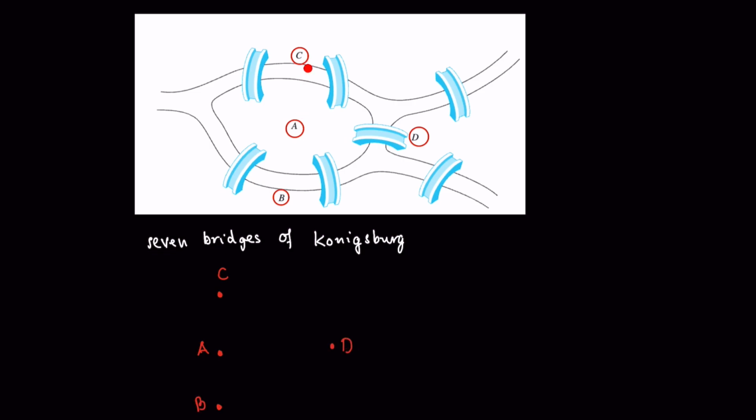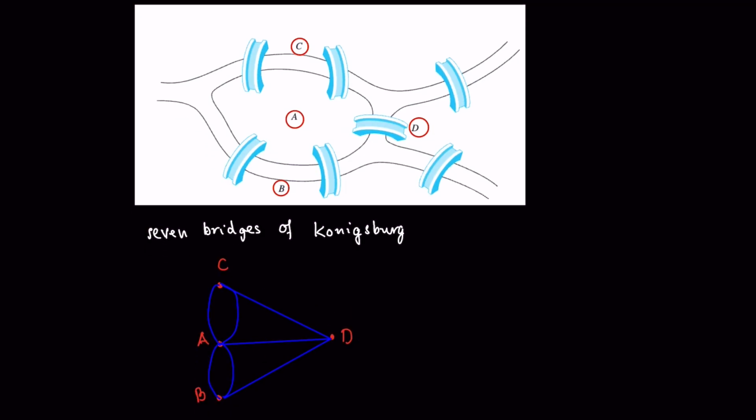There are 2 bridges connecting A and C, so I use 2 different edges to connect A and C. There are 2 bridges connecting A and B, so I'm going to do the same thing here. One bridge connects A and D, so you do this. One bridge connects D and C, so you do this. And there's one bridge connecting B and D. So this is the graph representation of the 7 bridges of Königsberg problem. This is the multigraph model of the town of Königsberg.